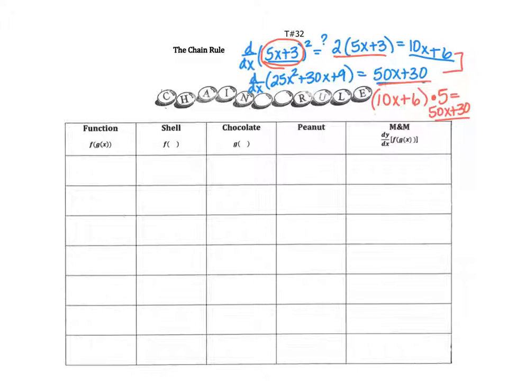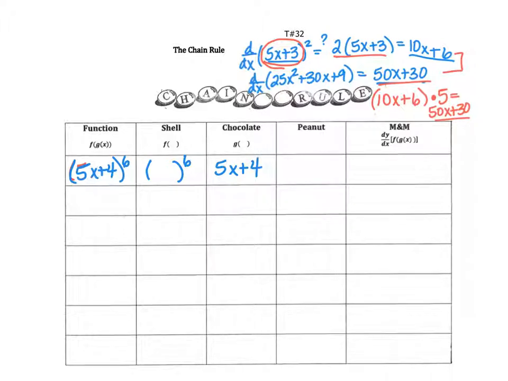So if I ask you to take the derivative of (5x + 4)⁶, okay, well, here's the deal. I can't just do the power rule part. So I have to look at it as layers. The outside function is going to be what? The outer function is something to the 6th power. The inner function is 5x + 4. So it is a composition. Now, I don't have a peanut because, again, I only have 2 layers.